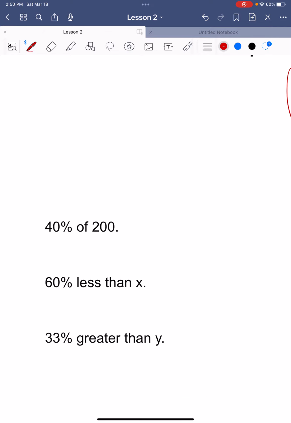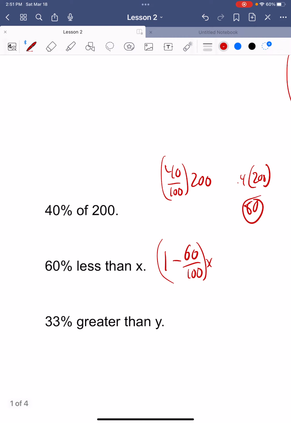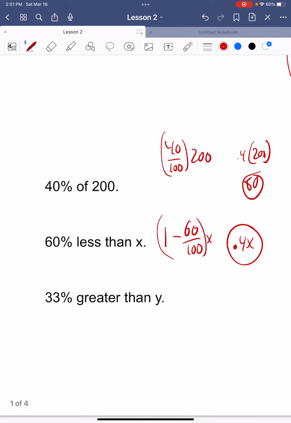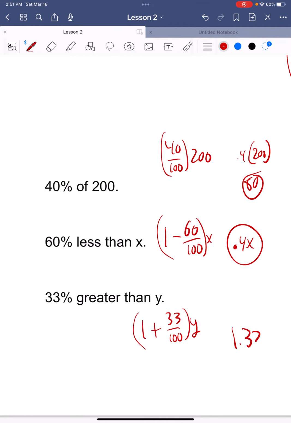Let's try some examples. 40% of 200, percent divided by 100 times amount, 0.4 times 200. If you plug that into our calculator, we get 80. 60% less than X. 1 minus percent over 100 times our amount. 60 divided by 100 is 0.6, and 1 minus 0.6 is 0.4X. This one, we have 33% greater than Y, 1 plus percent over 100 times our amount. 33 divided by 100 is 0.33, plus 1 is 1.33Y.